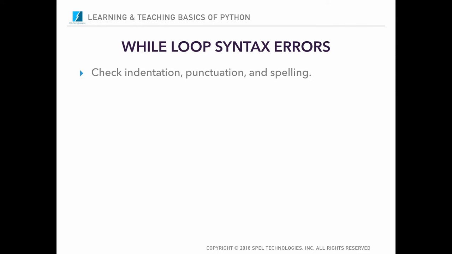When you're writing while loops, remember that you need to follow rules for indentation, punctuation, and spelling. Otherwise, there will be syntax errors. Let's take some examples to help you understand how to correct syntax errors. For example, here we have a program with an error. When you run this program, Loquacious will give a parse error. So what is the problem here?